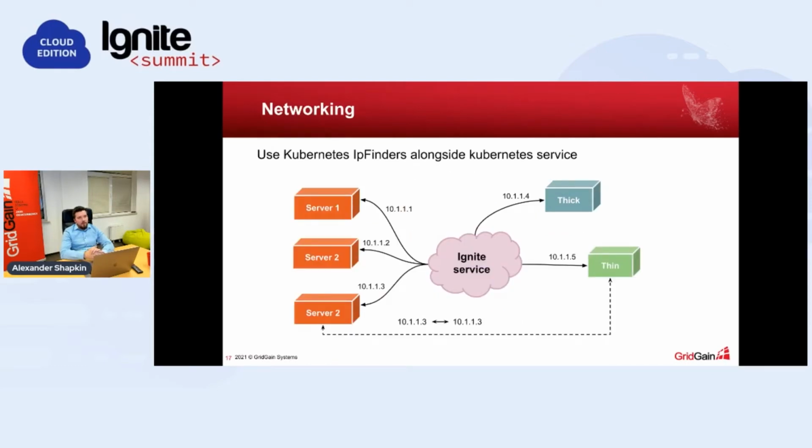Now, a few words about the internal configuration. Since everything in Kubernetes is dynamic, there is no point in having a static discovery configuration. Instead, you should create a Kubernetes service that will register your pod IP addresses and a Kubernetes IP finder that will work with the service. So an IP finder will obtain the available internal addresses first, and then use them for communication.